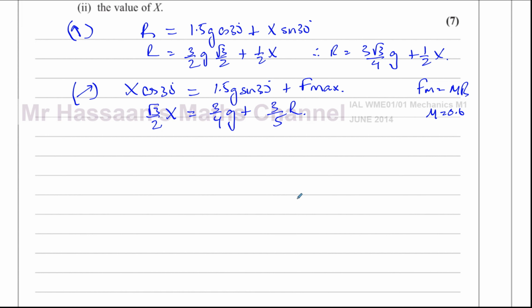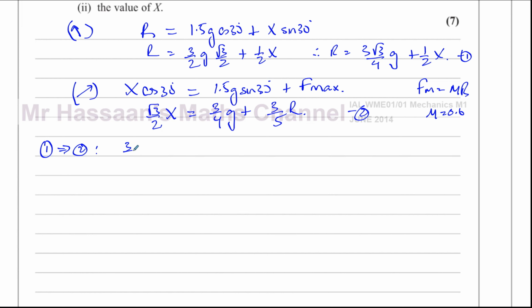So 3/5 times r. So now we have these two equations, equation 1 and equation 2. We have two unknowns, x and r, so we can solve these equations simultaneously. We could do it in a couple of ways. What would be the easiest way? I think just replace the r with all of this. So we're going to put equation 1 into equation 2.